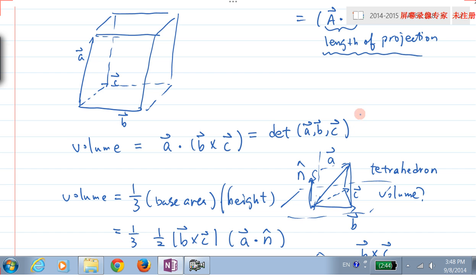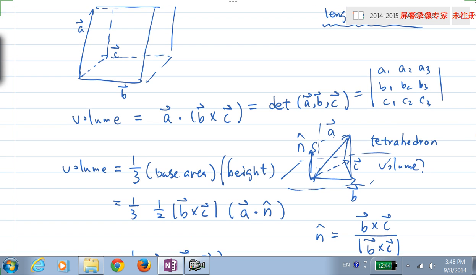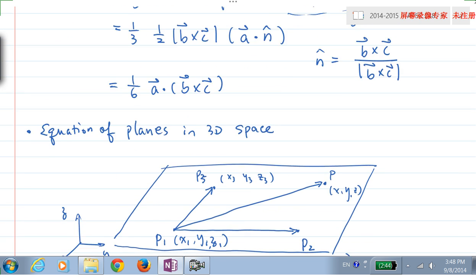So what does that mean? When we write this symbol, this is the determinant. The first row is the A vector, the second row is the B vector, and the third row is the C vector. That's what I mean by this formula. I'm going to make use of this conclusion. So now, coming back here.